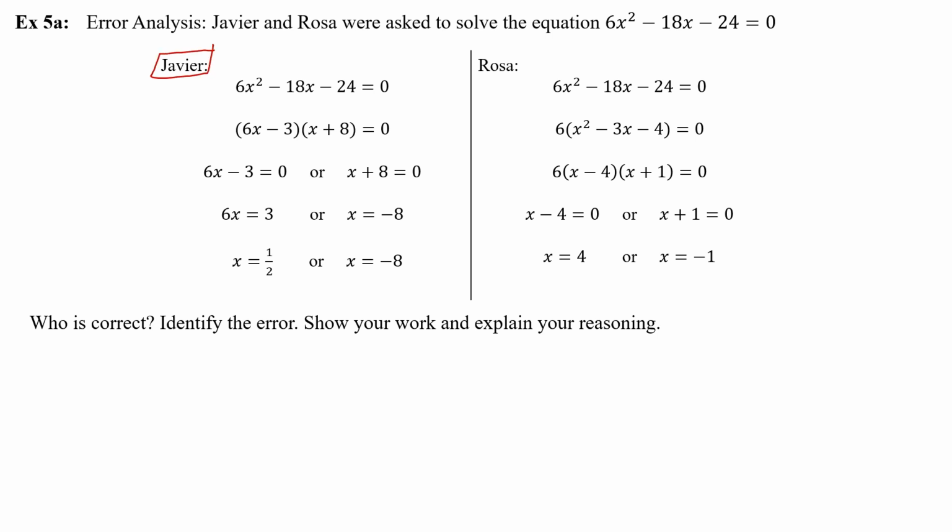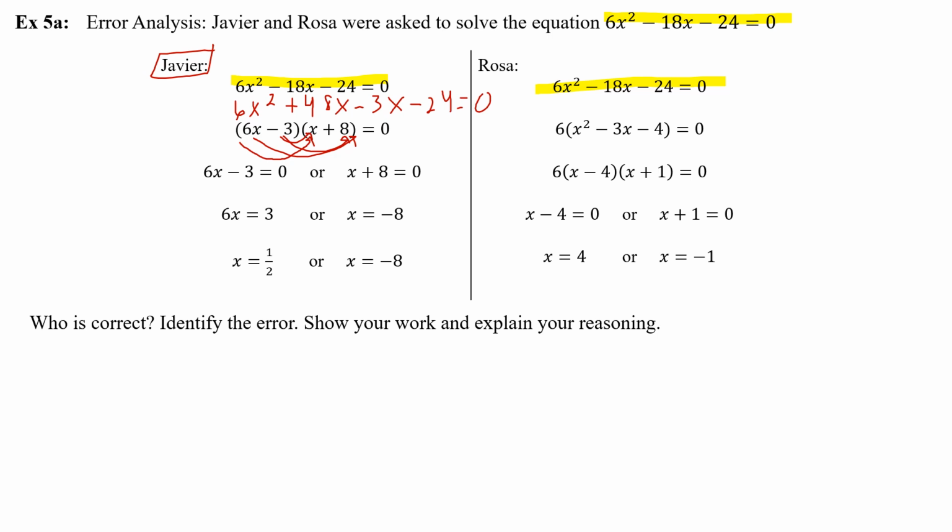We'll start with Javier. Now, they all start with the same equation, 6x squared minus 18x minus 24 is equal to 0. Right? Javier factors it out to 6x minus 3 and x plus 8 equals 0. Now, let's see if that's correct. I'm just going to multiply it together. So we have 6x times x, which is 6x squared. 6x times 8 is going to give us a positive 48x. And then we have negative 3 times x is minus 3x. Negative 3 times 8, minus 24, is equal to 0.